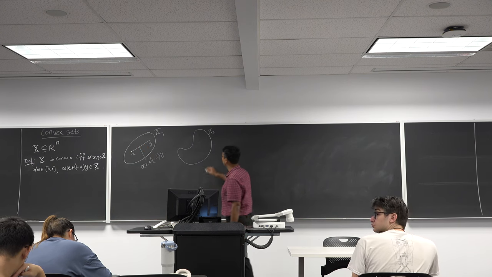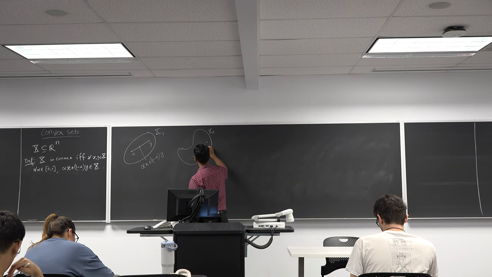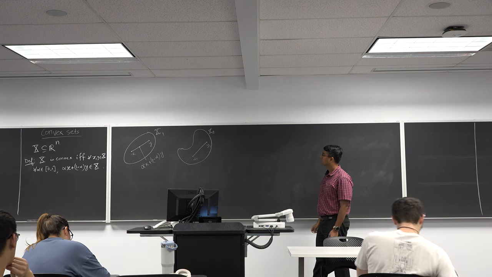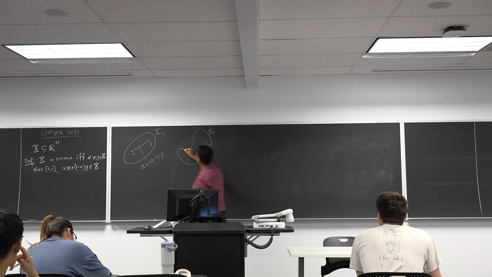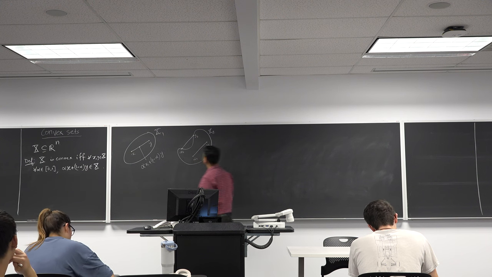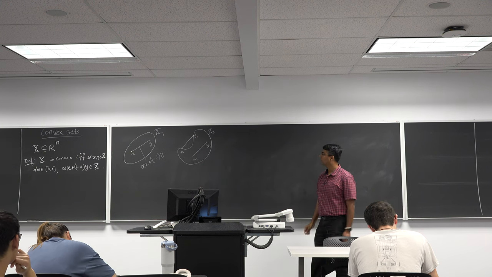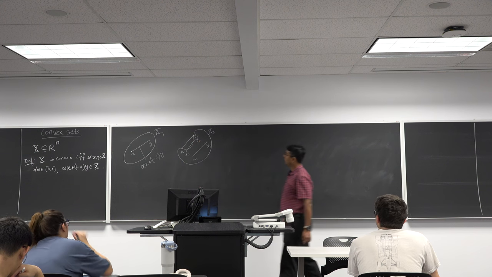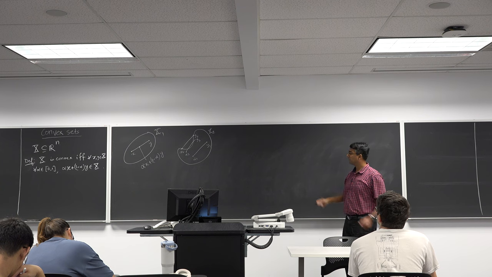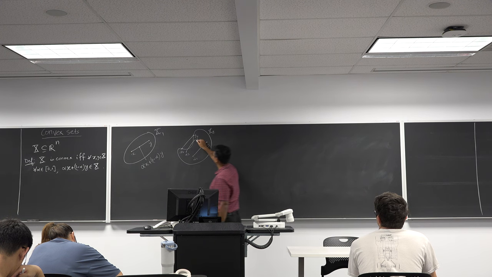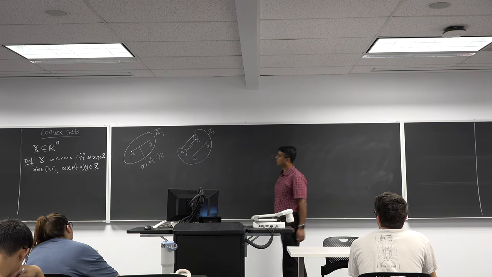Okay, let's do the same thing here. I pick two points, x1 and y1, and I draw a line segment. That seems to be within the set x2. I pick another two points and draw a line segment x2, y2, and that line segment happens to be outside of the set x2. I pick another set of points, x3 and y3, and part of that line is outside the set x2, part of the line is inside. So this set is not a convex set.